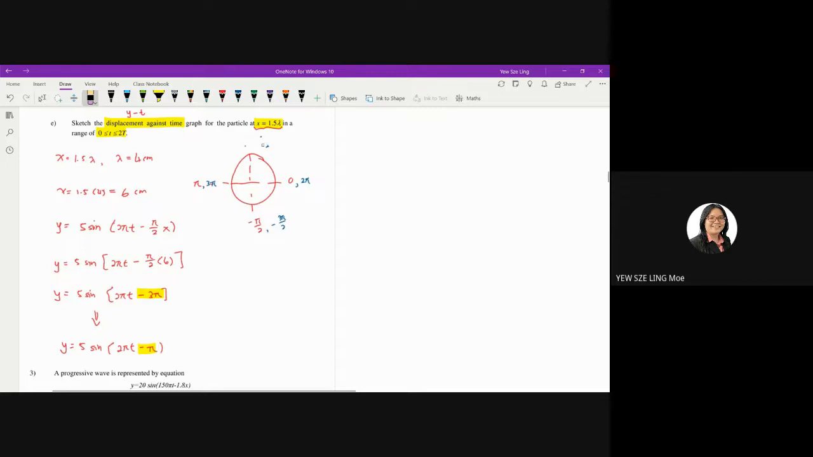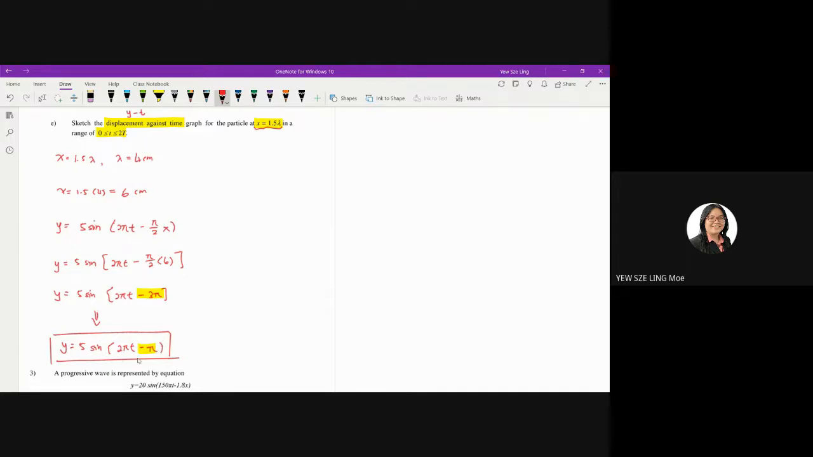Okay, those are the equations that we're going to use in our graph. Now I'm going to erase this one first. Let us see, how are we going to sketch the graph now? We have an equation y equals 5 sine (2πt minus π). Again, it comes with an initial phase angle, but now this question is slightly easier than the questions before.